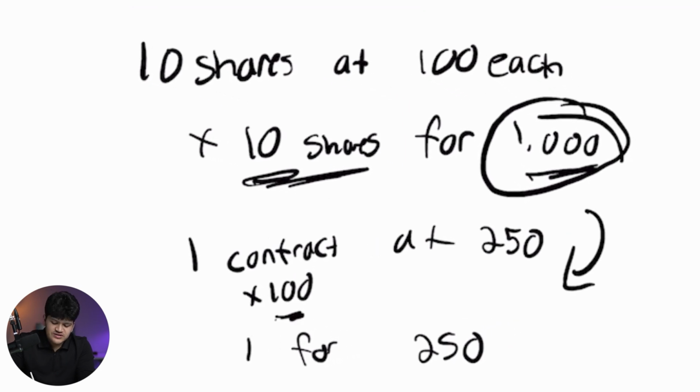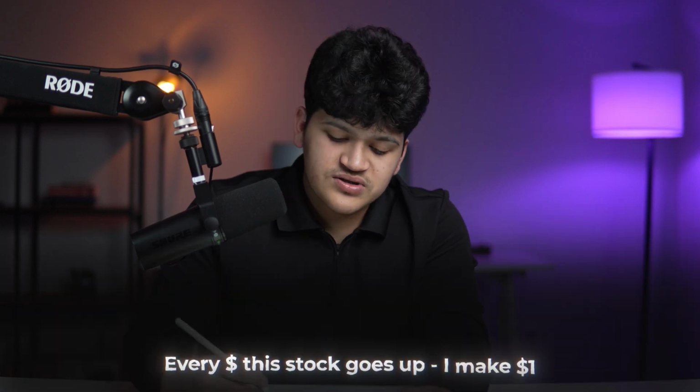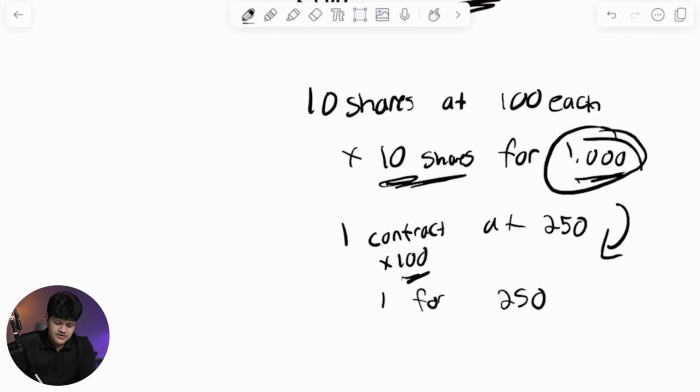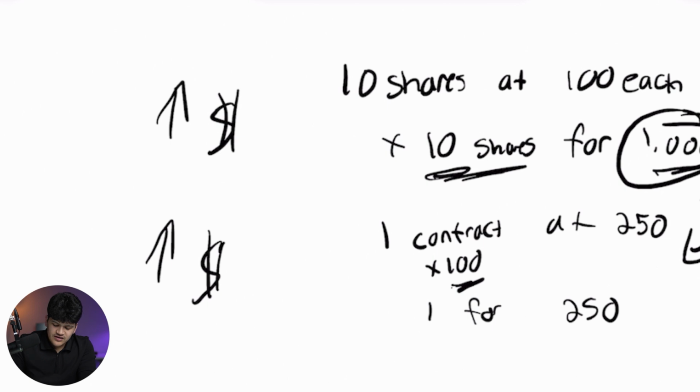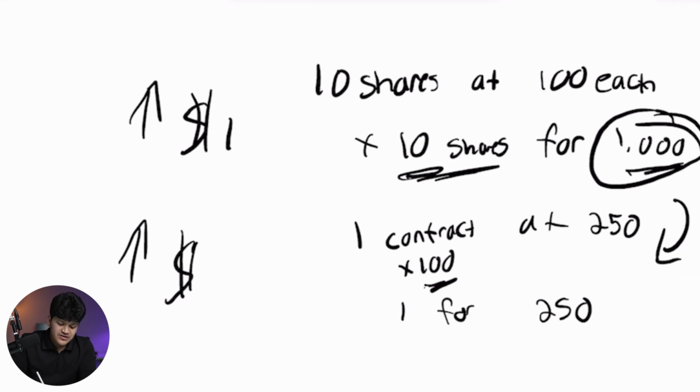So I'm able to use this contract as 100 shares. So if the stock goes up $1 in a market that doesn't have Greeks and all this stuff, every dollar this stock goes up, I would make $1 per share. So now, for example, let's say Apple goes up $1, right? Here, how much would I make? I would make $10 because I only have 10 shares.